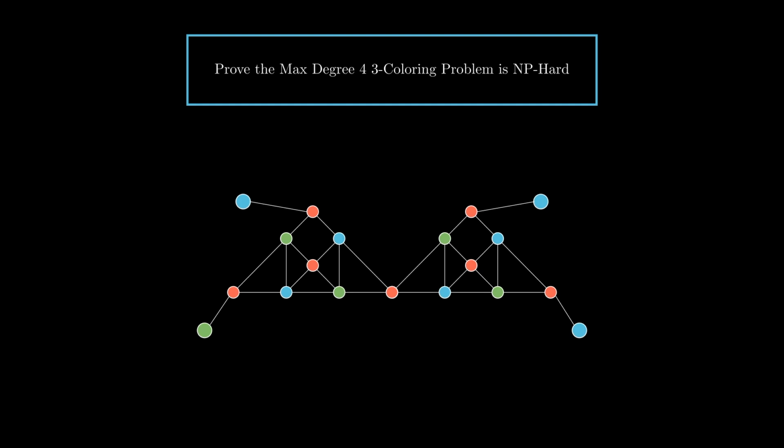With regards to the runtime, our reduction would run in polynomial time since we would iterate over each vertex and check its degree. If it is greater than 4, we would create the appropriately sized gadget and replace the current vertex with it.